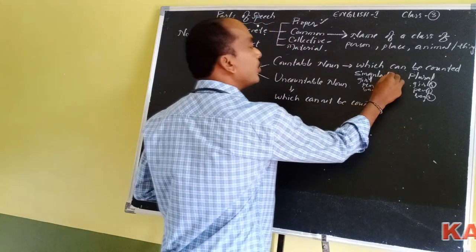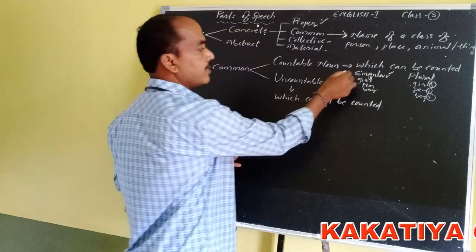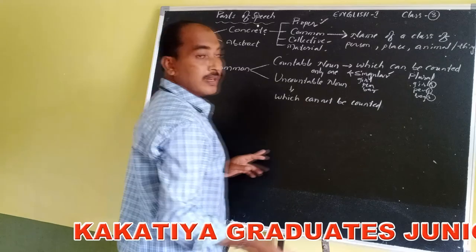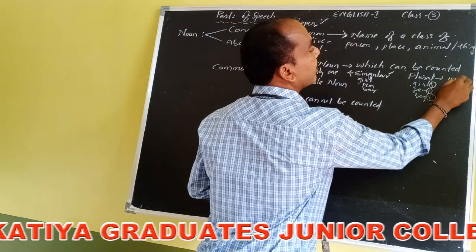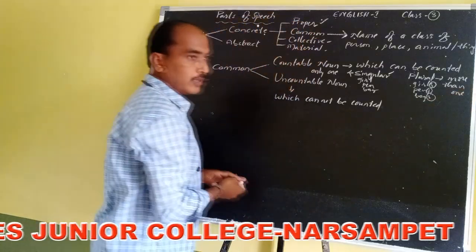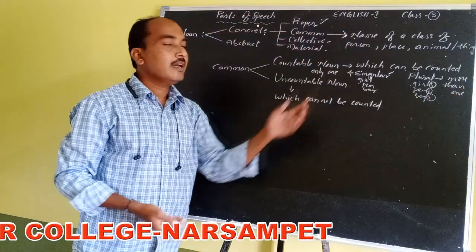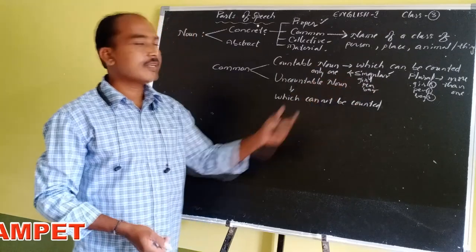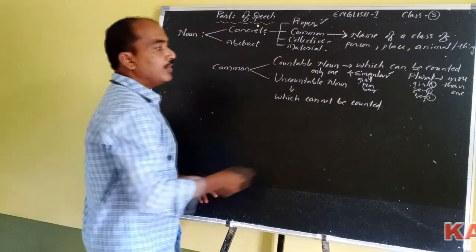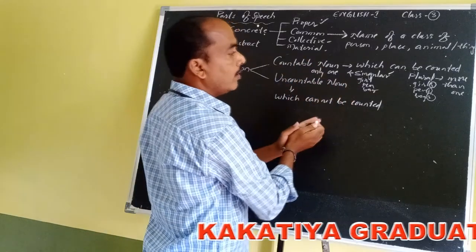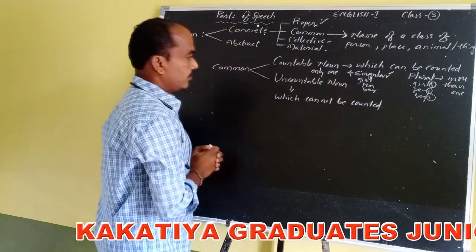What is meant by singular? Singular means only one. What is meant by plural? More than one. Now you come to understand what is singular, what is plural. Plural means more than one. Singular means only one. Countable nouns have singular and plural forms.